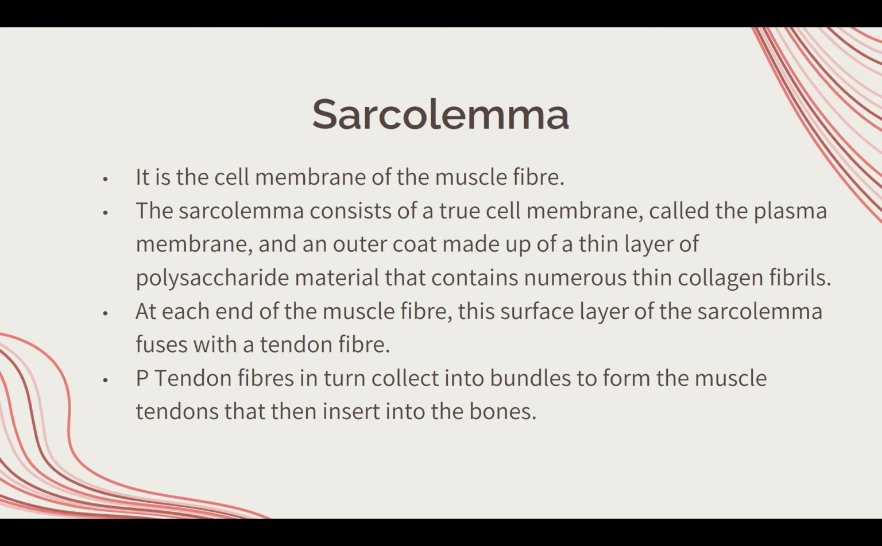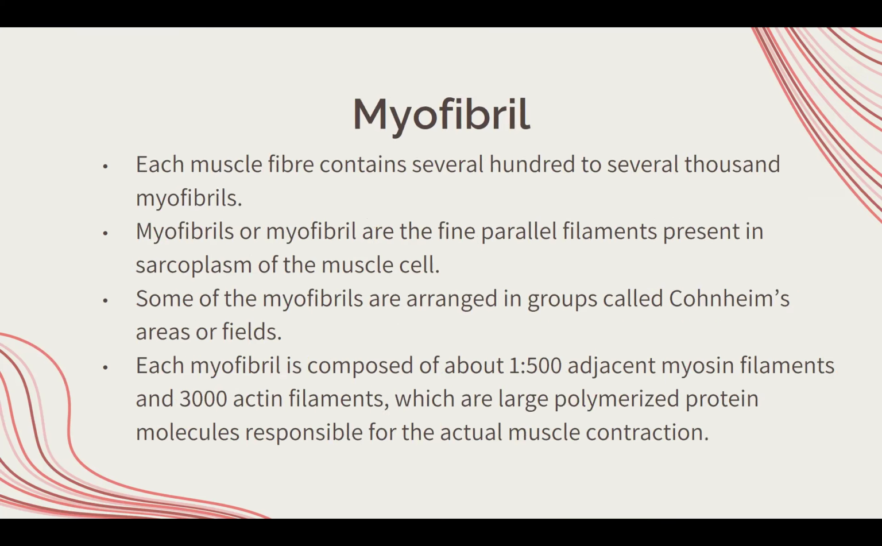So the sarcolemma is the cell membrane of the muscle fiber. The sarcolemma consists of a true cell membrane, which is called the plasma membrane, and an outer coat layer made up of a thin layer of polysaccharide material, which contains thin collagen fibrils. At the end of the muscle fiber, the surface layer of the sarcolemma fuses with the tendon fiber. The tendon fibers in turn collect into a bundle to form the muscle tendons, which are inserted into the bones. We already discussed these points.